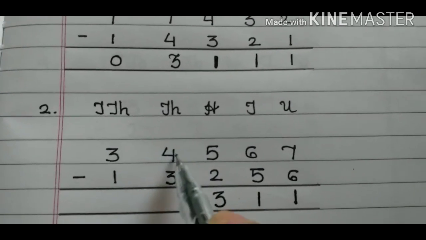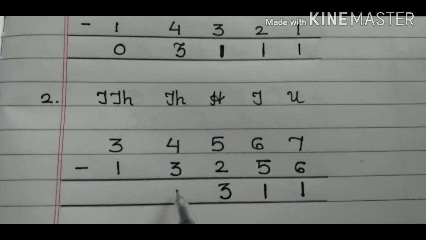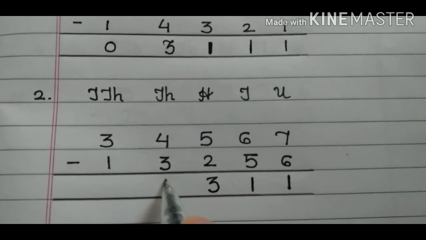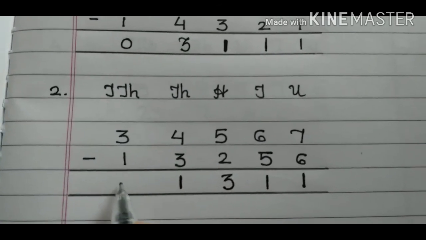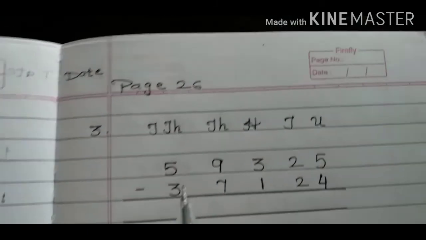In thousands place, 4 minus 3 is 1. So write down 1 in thousands place. And in 10,000s place, 3 minus 1 is 2. So write down 2 in 10,000s place. So our answer is 21,311.